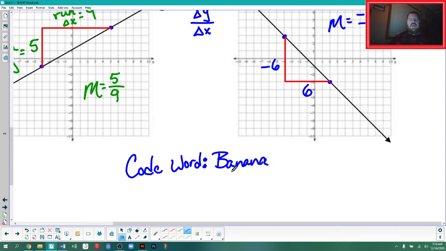Okay. Maybe write that right there so that when you go to do the Google form, you have that word written there and you can just look and say, oh yeah, the code word was banana. I'm grading spelling as well.